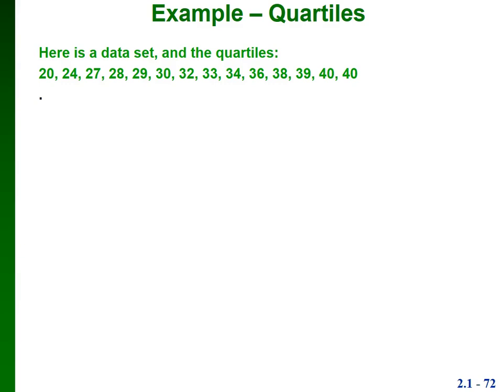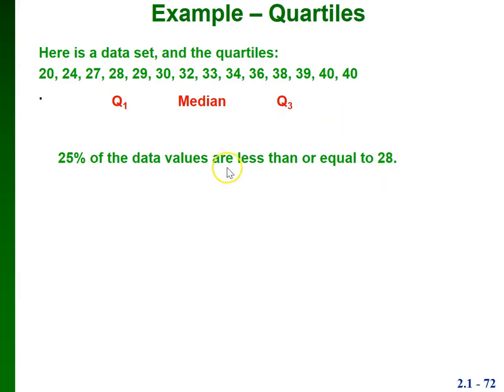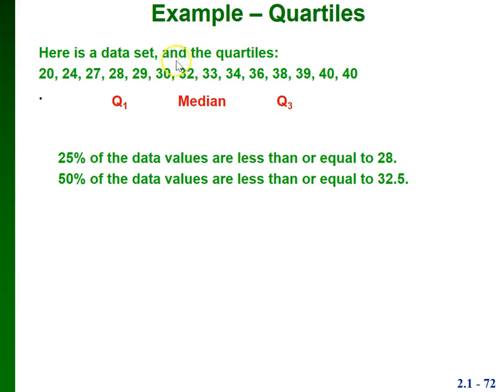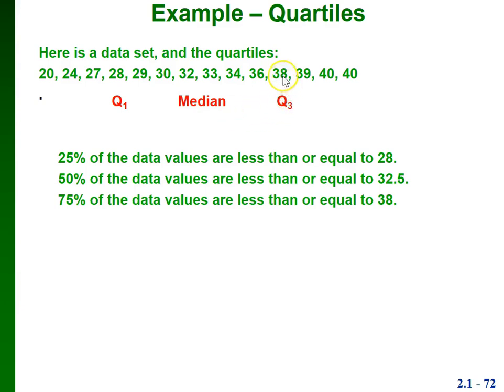So here's a data set. And if we figured out the quartiles, the Q1 is 28, the median is halfway between 32 and 33, and Q3 is 38. So what that means is that 25% of the data values are less than or equal to 28, that's Q1. 50% of the data values are less than or equal to 32.5, which is the median. And 75% of the data values are less than or equal to 38, since that's our third quartile.